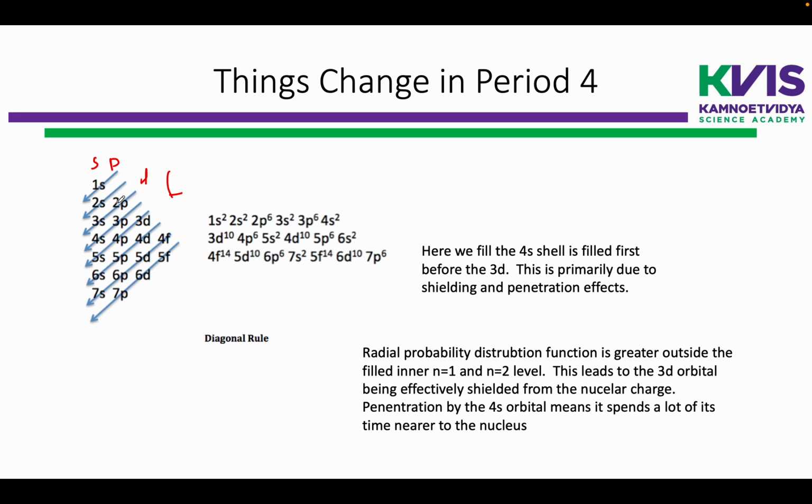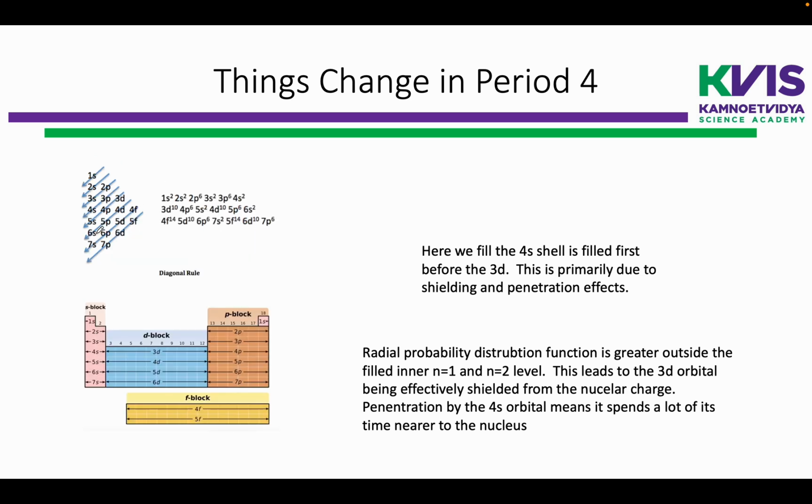1s2, 2s2, 2p6, 3s2, 3p6, 4s2, right? So it'll follow that particular order, okay? One thing to note is that we actually fill the principal quantum number 4 for the 4s shell before the 3d shell, right? This is due to the fact that if you look at the radial distribution function, the s orbital actually penetrates closer to the nucleus relative to the d orbital. So it's easier for electrons to populate the s orbital. So we fill the 4s orbital first before we fill the 3d orbital.